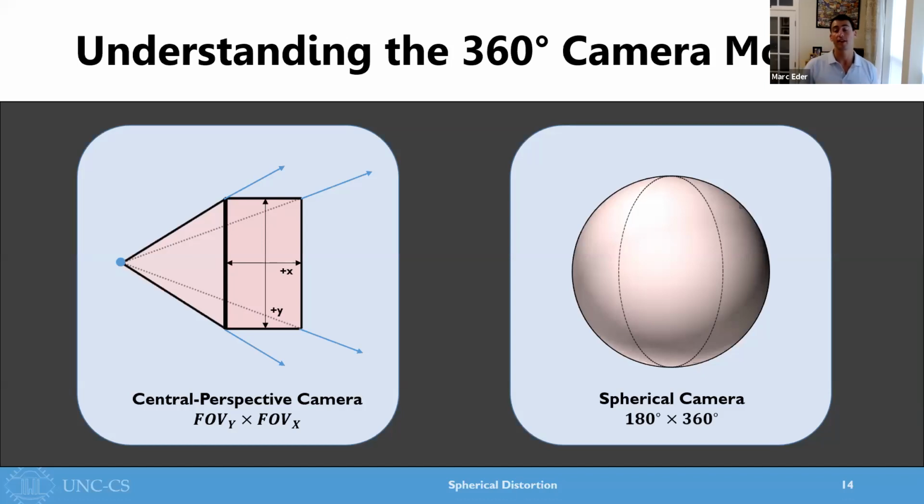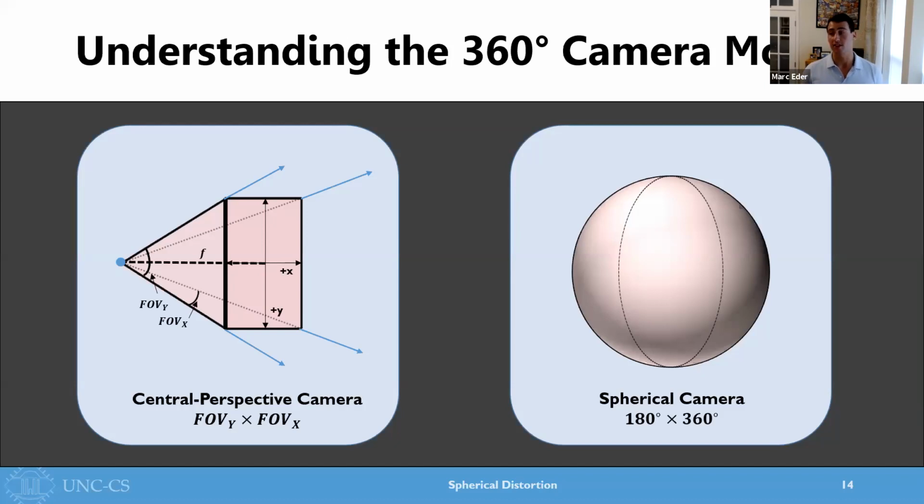And this is going to be a function of the camera's focal length, or the distance from the center of projection to the image plane. Now on the right, we have the 360 camera model. It's a spherical camera. So here we replace this concept of an image plane with that of an image sphere.